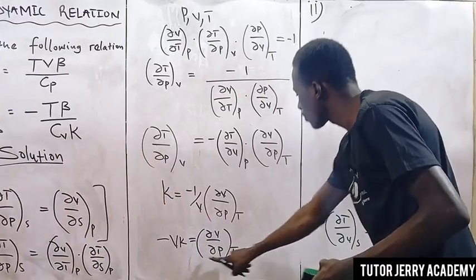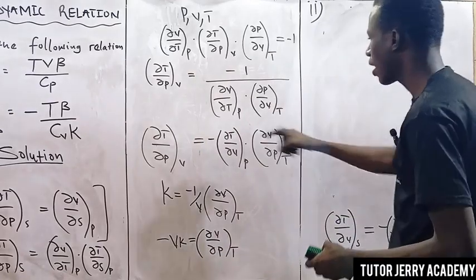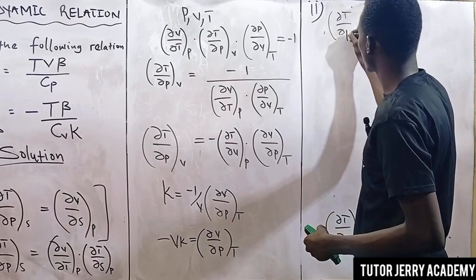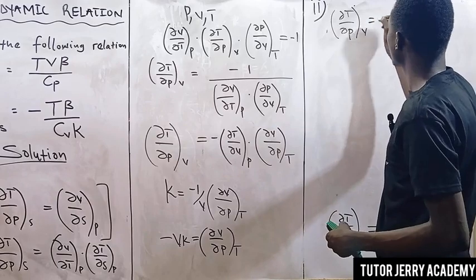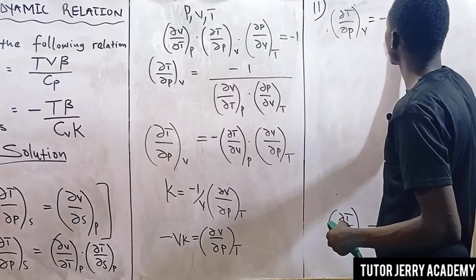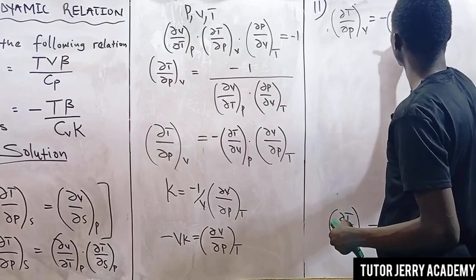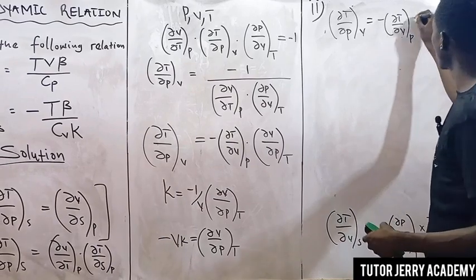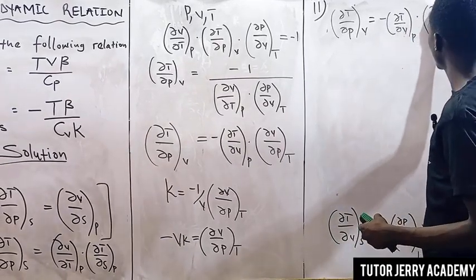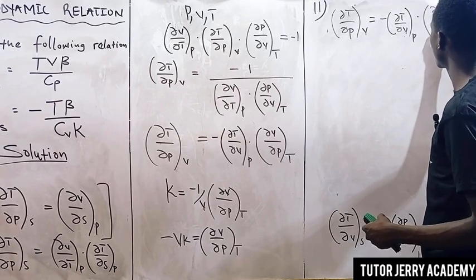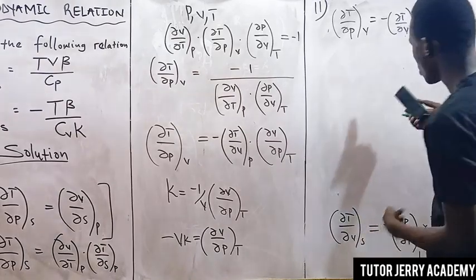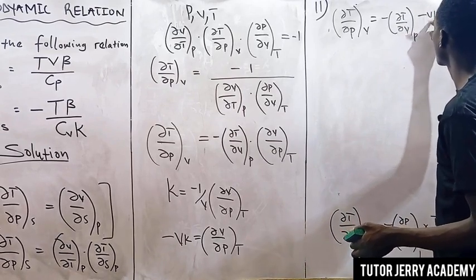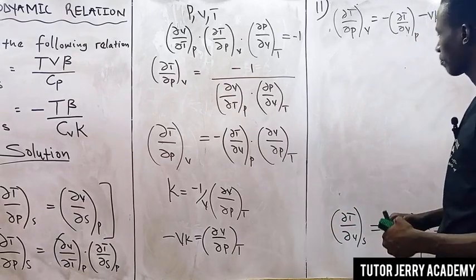Substituting the value of this, which is this, in this equation, I'm going to have the partial derivative of t all over the partial derivative of p, keeping v constant, be equal to minus the partial derivative of t all over the partial derivative of v, keeping p constant, multiplied by the partial derivative of v all over the partial derivative of p. But now I said I'm going to be substituting this value, so I can just write it directly as minus v instead of this. So this is what we have.